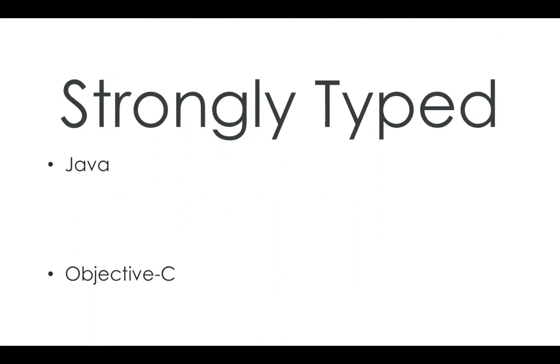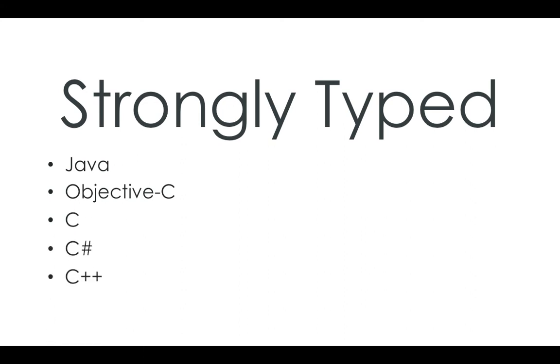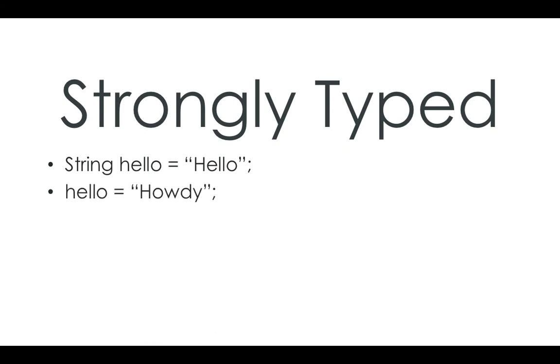So Java is strongly typed, Objective-C strongly typed, C, C#, and C++ are all strongly typed languages. They tend to be the more powerful languages that do that. And here's some examples here. This is Java. We're creating a new string called hello. And then later on we can set that hello to howdy. We can override that keyword. You notice I haven't done the type on the second line because it's already defined first. So we're overriding it. We don't have to define it again. So that can only store a string.